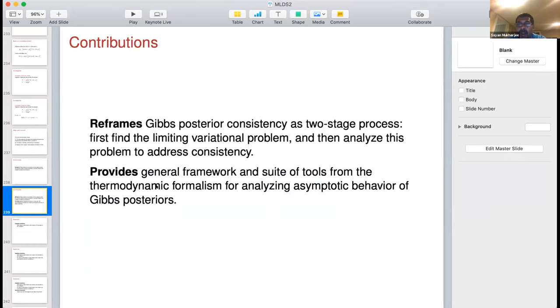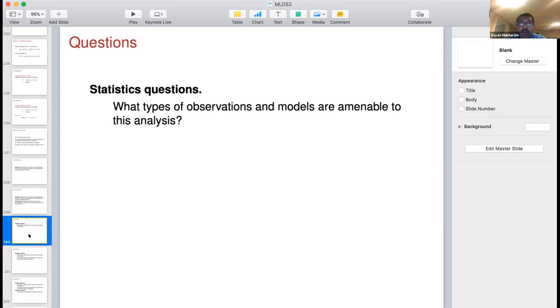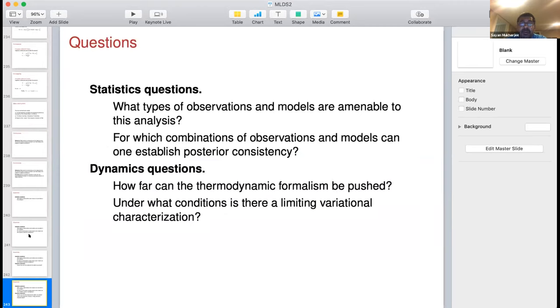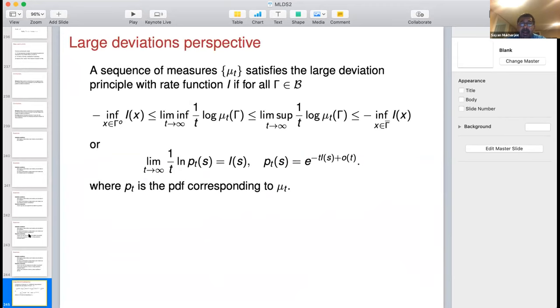It's really remarkable, and you can almost take results out of Rufus Bowen's book and use them for the posterior, to prove posterior consistency. You need a little bit more work, but it's pretty remarkable how that worked out. There are lots of statistics questions, there are dynamics questions. I'm gonna come back to these in a second, but there's a way that we've been thinking about it differently recently, okay?